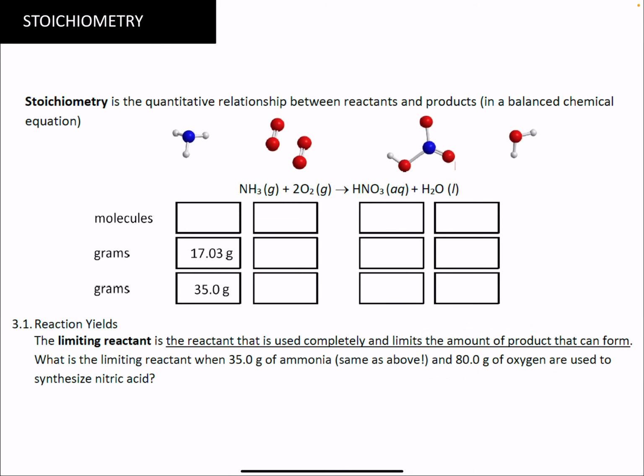So limiting reactant, right? This is the one that we're going to run out of first. So we'll either run out of ammonia first or oxygen first, depending on which one we have more of.